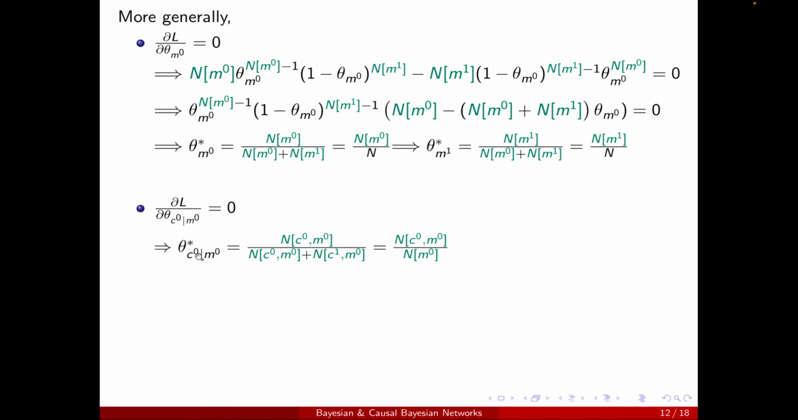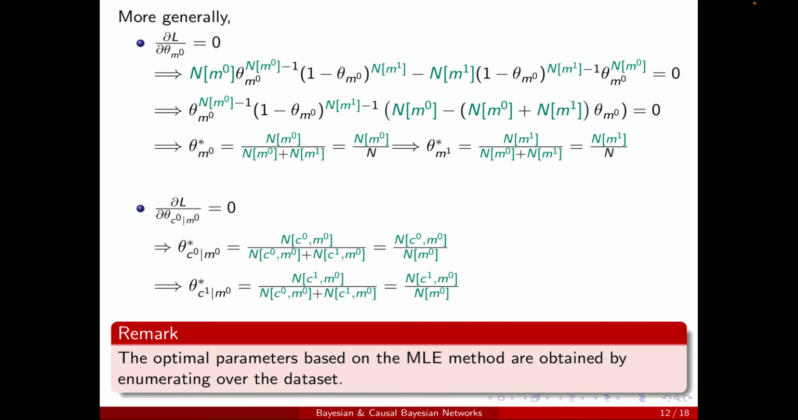So theta star of C0 condition on M0 is the total number of times C0 and M0 appeared in the data set divided by the total number of times M0 appeared. It's quite similar to the definition of conditional probabilities. P of C0 condition on M0 is P of C0 and M0 divided by P of M0. And we can get the other one similarly.